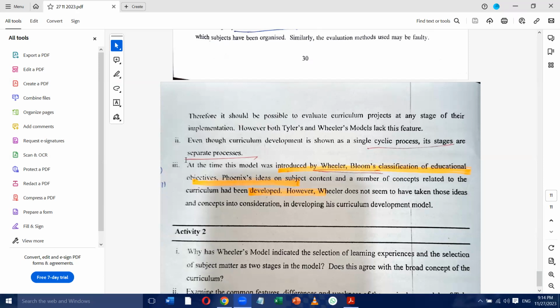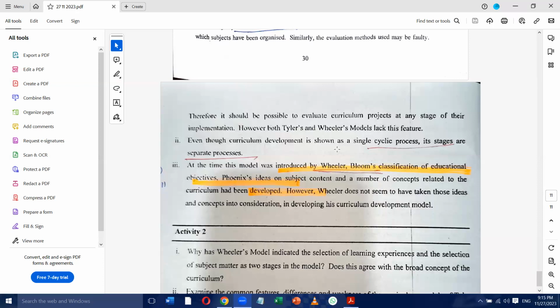Right? It is very clear. Do you understand that in Tyler's model, evaluation is only given at the last stage? It doesn't have a connection with the first objectives and aims. But Wheeler's model is better than Tyler's model because it has a connection with the aims and objectives, but it doesn't have connections with the content and the delivering or the process organization system.